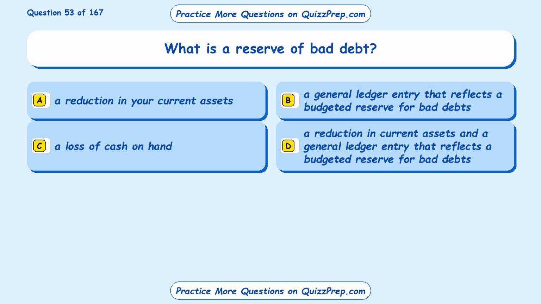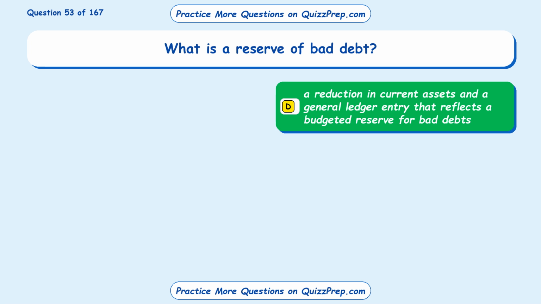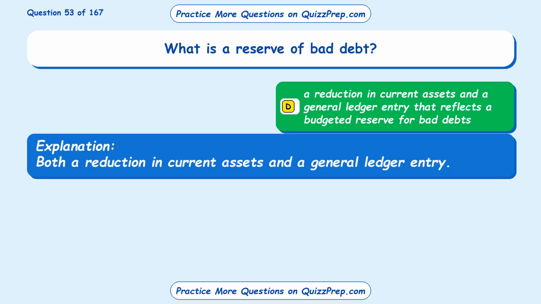Question 53. What is a reserve of bad debt? Option A, a reduction in your current assets. Option B, a general ledger entry that reflects a budgeted reserve for bad debts. Option C, a loss of cash on hand. Option D, a reduction in current assets and a general ledger entry that reflects a budgeted reserve for bad debts. The correct answer is option D, a reduction in current assets and a general ledger entry that reflects a budgeted reserve for bad debts. Both a reduction in current assets and a general ledger entry.